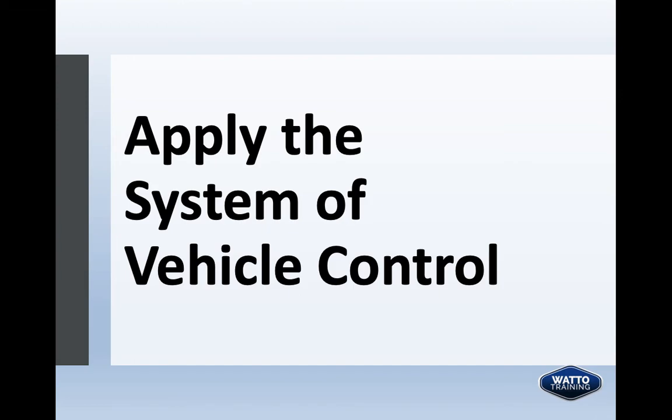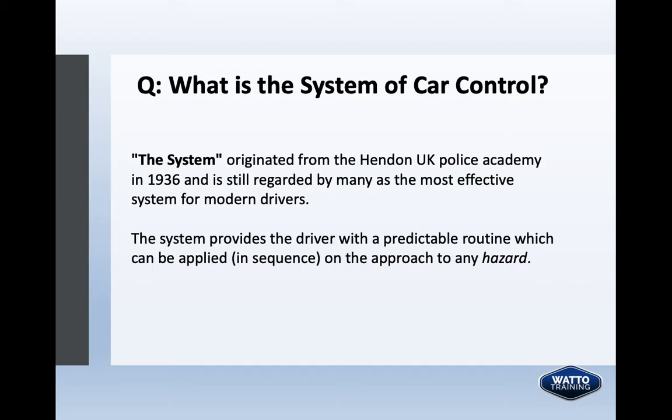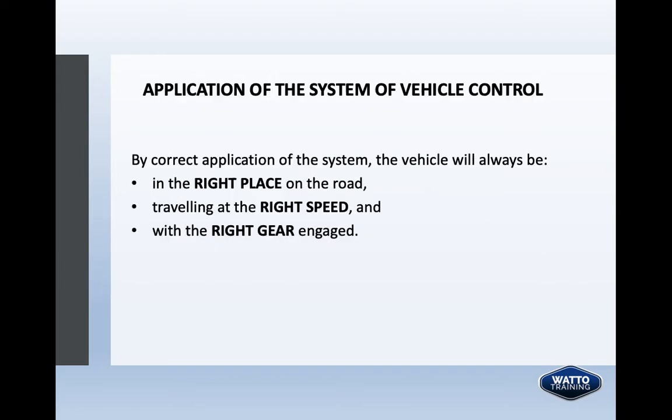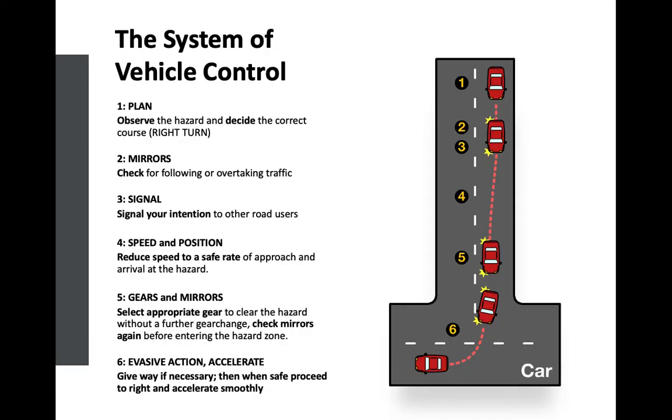Okay, applying the system of vehicle control for the commentary drive. The system originated from the Hendon UK Police Academy in 1936 and is still regarded by many as the most effective system for modern drivers. The system provides the driver with a predictable routine which can be applied in sequence on the approach to any hazard. By correct application of the system, the vehicle will always be in the right place on the road, travelling at the right speed, and with the right gear engaged.